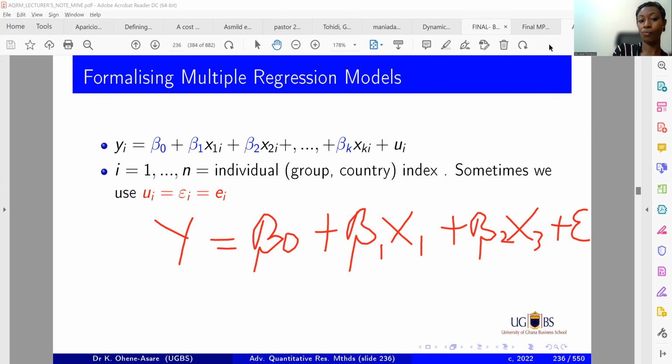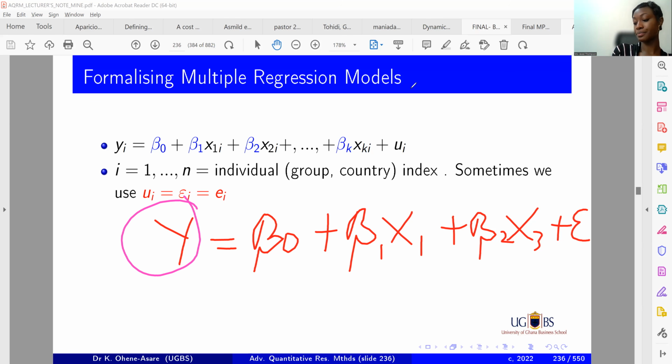The regression model has 4 elements. Take note. The first one is the dependent variable, the one on the left-hand side. That is the item being influenced.